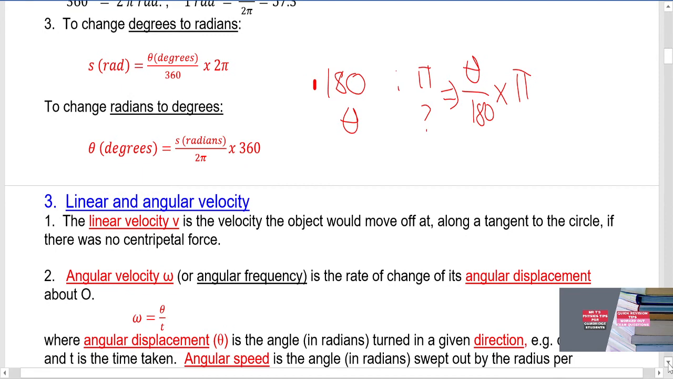Right, angular velocity omega, or we can call it angular frequency as well. This is the rate of change of angular displacement, just as linear velocity is the rate of change of linear displacement. The angular displacement is theta, so we can say omega is equal to theta over t. Now we know that when we have swept a complete angle of 2 pi radians, the time taken will be a period T. So omega can also be expressed as 2 pi over the period T.